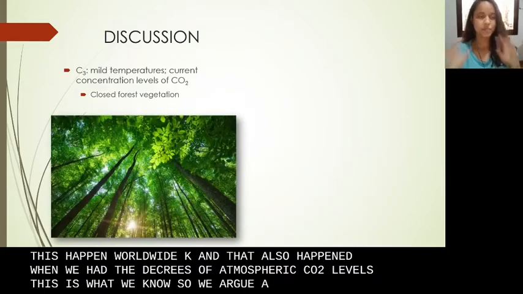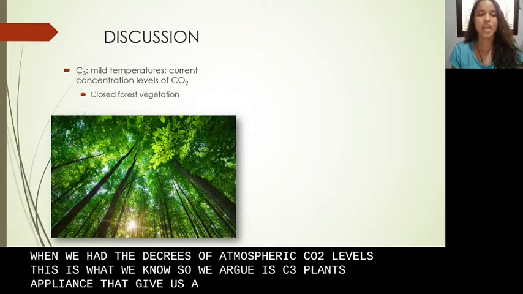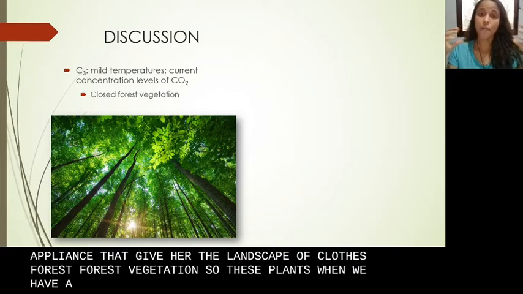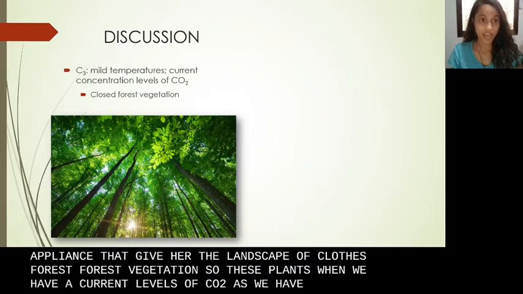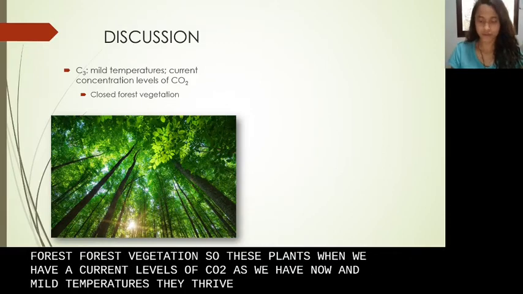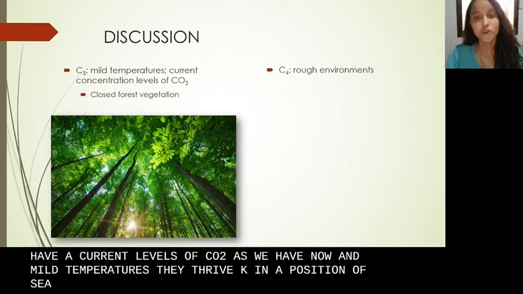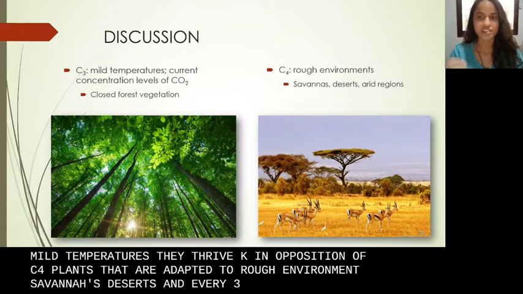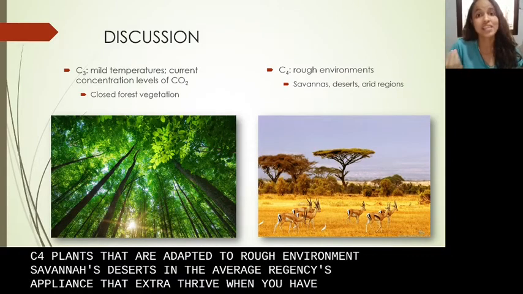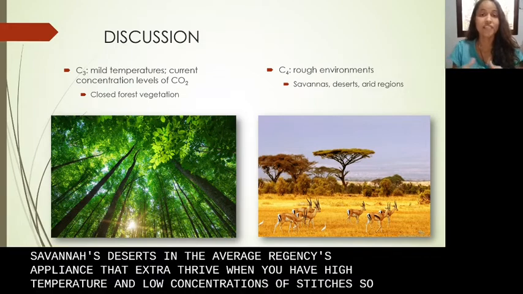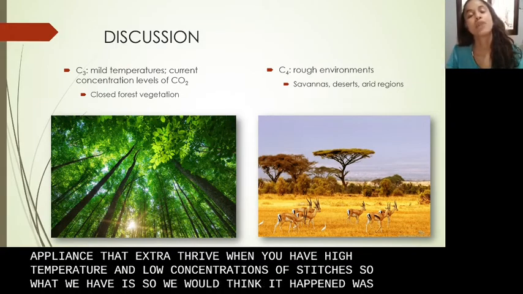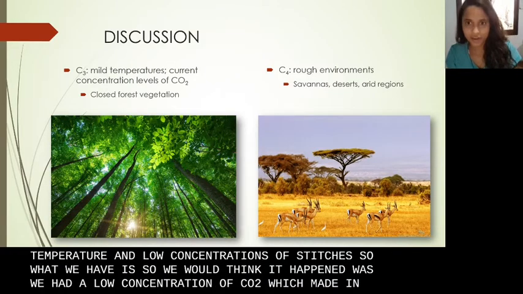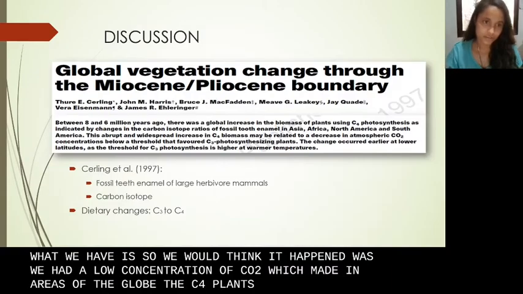So we argue C3 plants are plants that give us a landscape of closed forest vegetation. When we have current levels of CO2 as we have now and mild temperatures, they thrive, okay? In opposition to C4 plants, which are adapted to rough environments such as savannas, deserts, and arid regions. These are plants that thrive when you have high temperature and low concentrations of CO2. So what we think happened was, we had low concentrations of CO2, which made the C4 plants thrive in hot areas of the globe, okay?